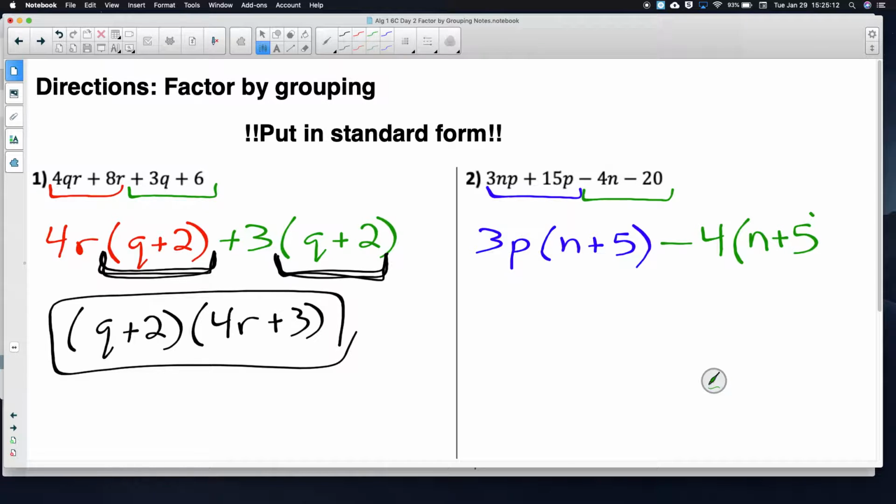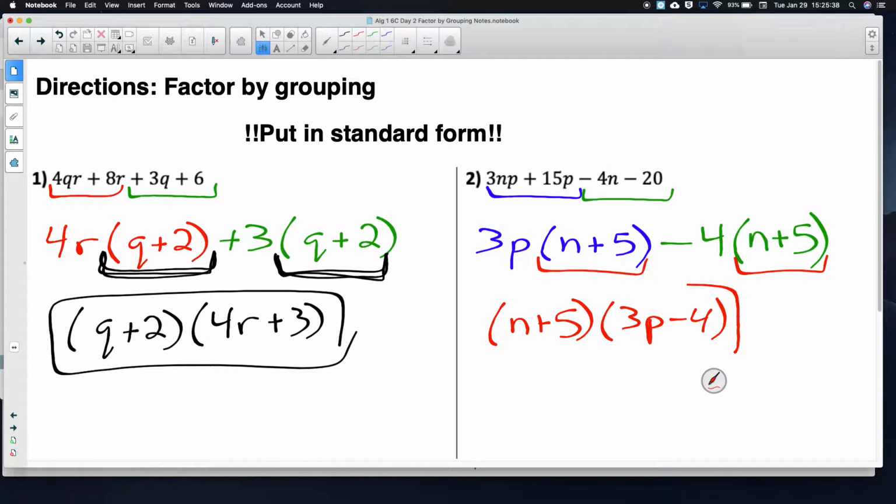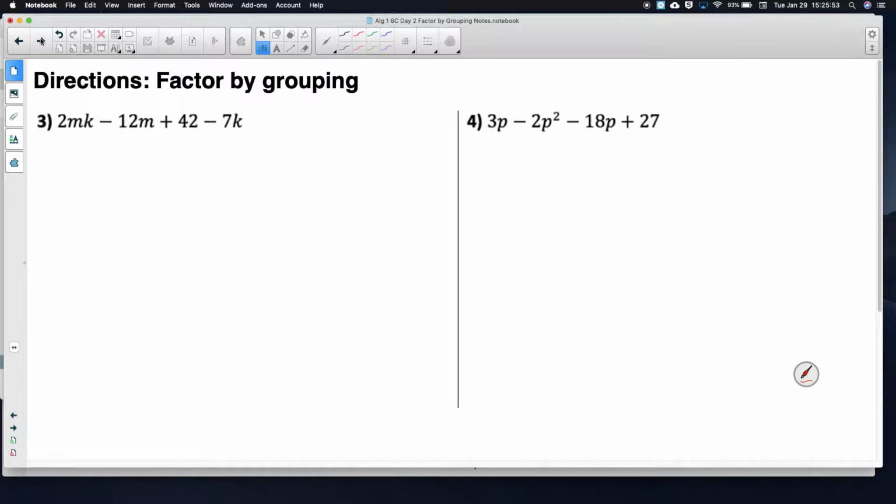N plus 5. Remember, just like we talked about in the previous video, you can check your work at this step. Distribute back in and make sure you end up with what you started with. Now, notice we are good to go because those 2 factors are the same. So I can factor out n plus 5 and I'm left with 3p minus 4. And then I can double check my work here as well. Double distribute n plus 5 times 3p minus 4 and make sure you end up with what you started with. Okay? Let's go on to number 3.